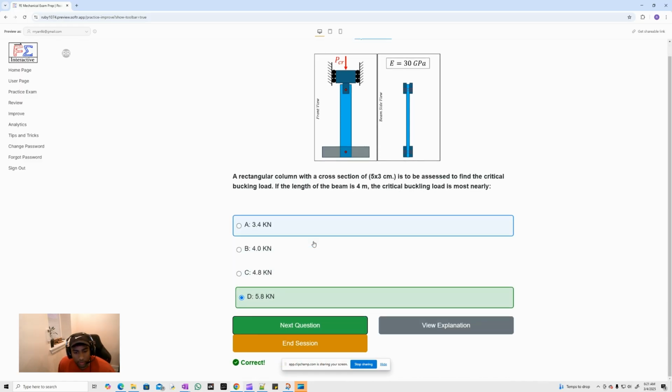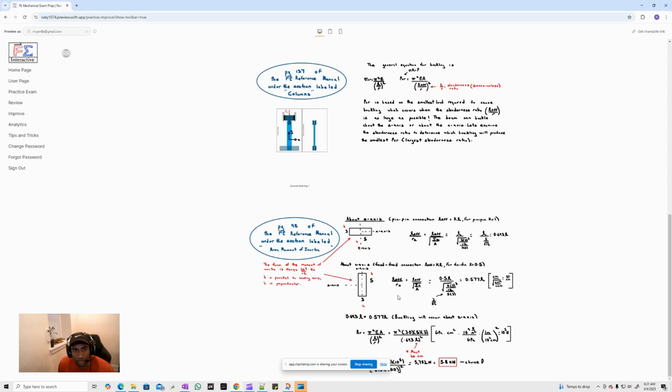Check the answer and it's correct. You can see that I have a written out solution here if it's more concise for you to read.